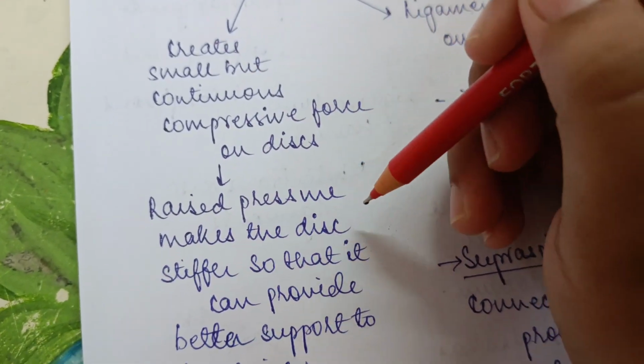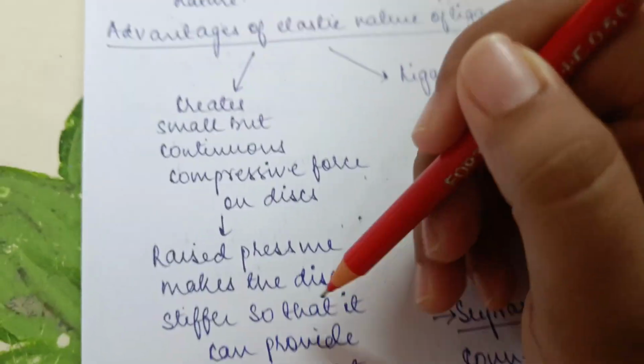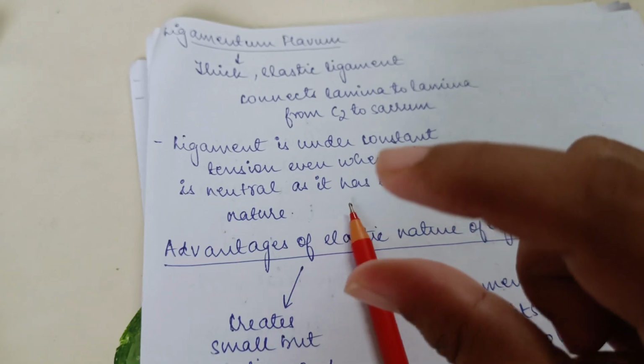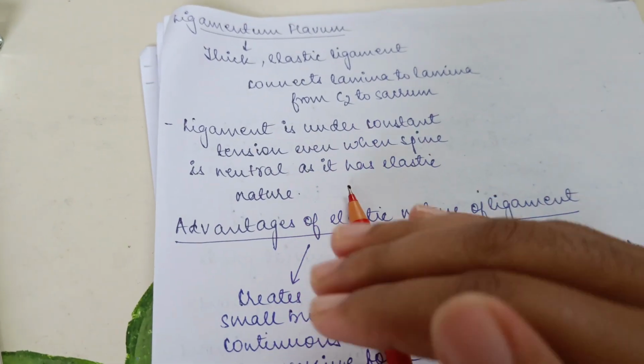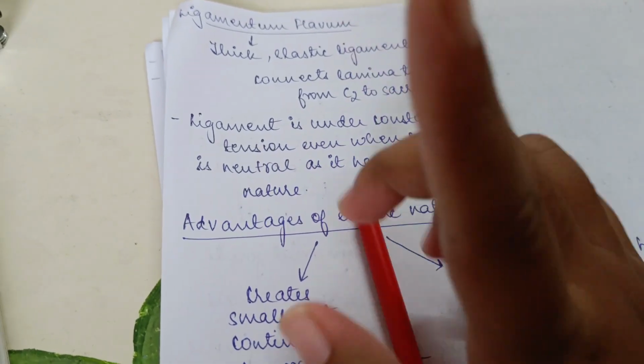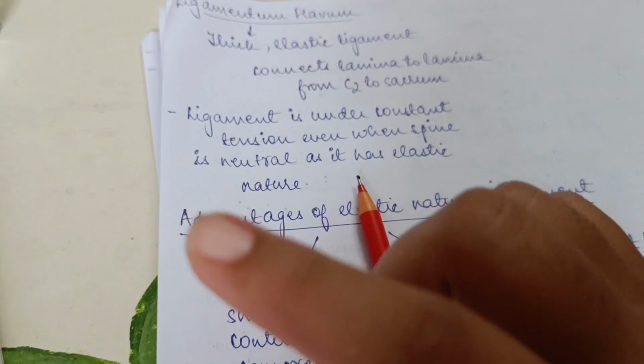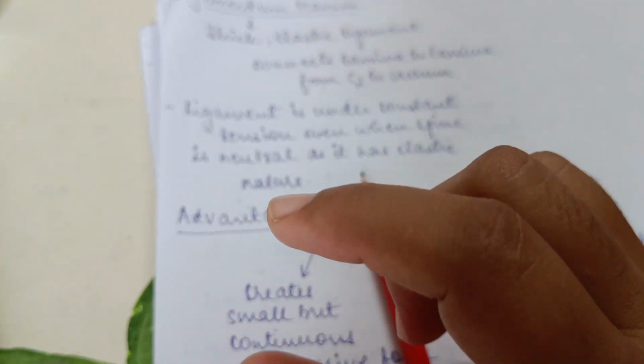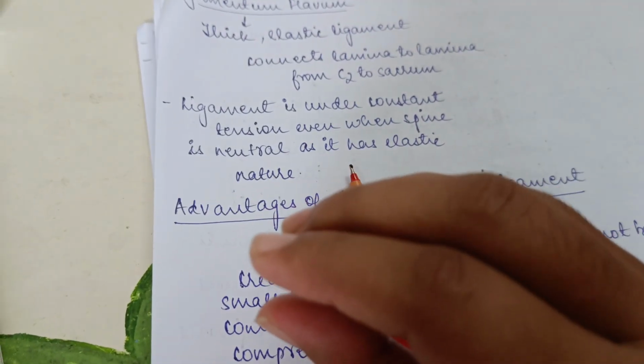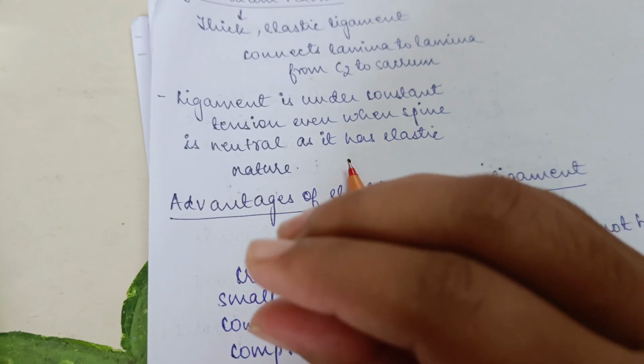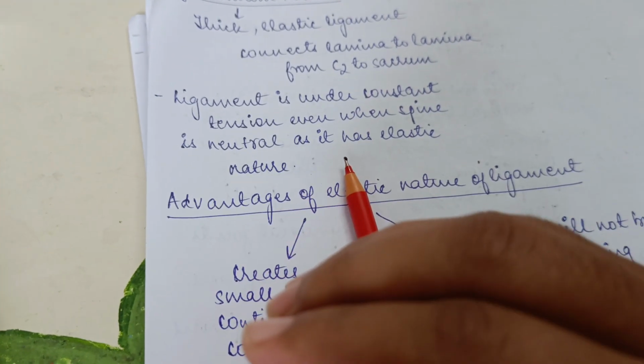Raised pressure makes the disc stiffer, so it can provide better support to the spine. Now if these are your vertebral bodies and the disc are arranged in between, this ligament is going to cause a continuous compression on the sides. So what will happen? It will maintain the pressure in the disc, and the disc will become stiffer and it will not move out suddenly.